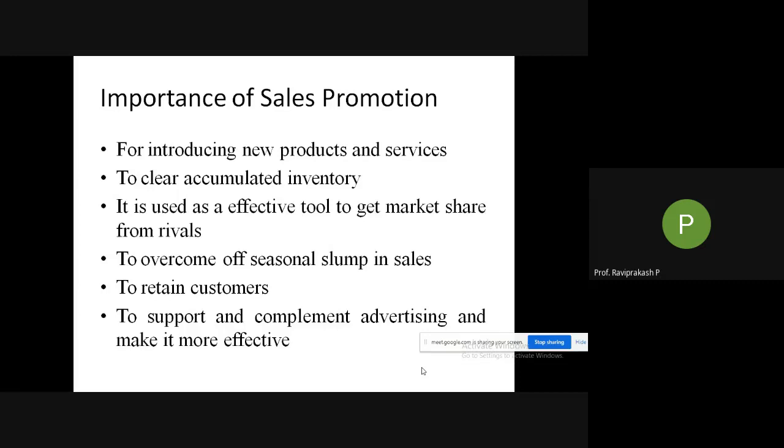For the introduction of new products and services, sales promotion is mainly used. Then to clear accumulated inventory. So we have already produced more, but due to various reasons, we are not able to sell. So you give more weightage to sales promotion, so that you have an increase in the sales.